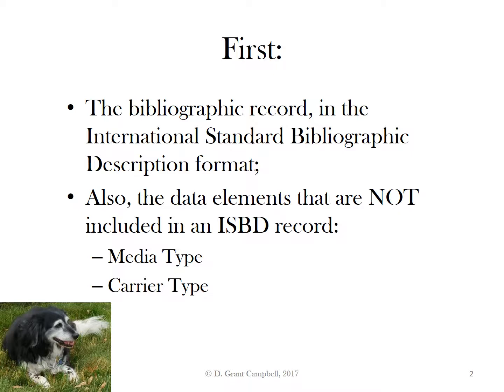First, you need the bibliographic record with the bibliographic data that you collected and placed into the International Standard Bibliographic Description format. This is what you created at the bottom of the coding sheets for the first assignment. Also, you will need the data elements that are not included in the ISBD record, which include the media type and the carrier type.